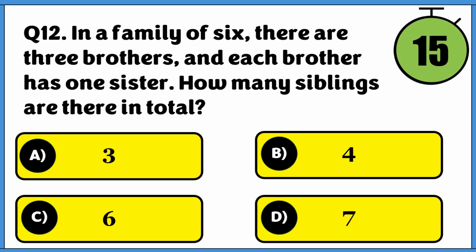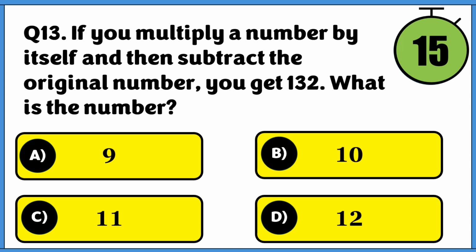The correct answer is B, 4. There are 3 brothers and 1 sister. Question 13. If you multiply a number by itself and then subtract the original number, you get 132. What is the number? Is it A, 9, B, 10, C, 11, or D, 12?